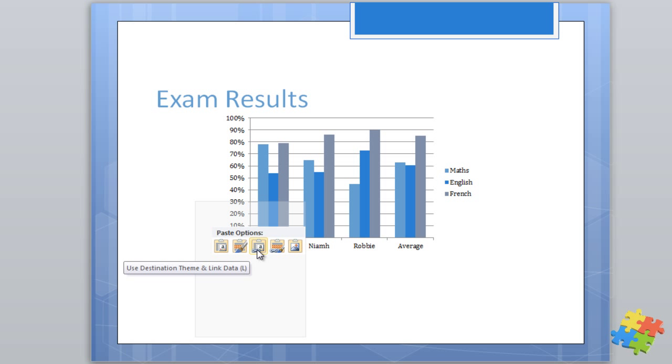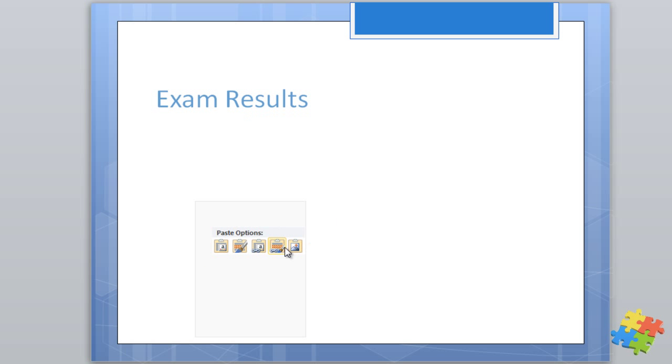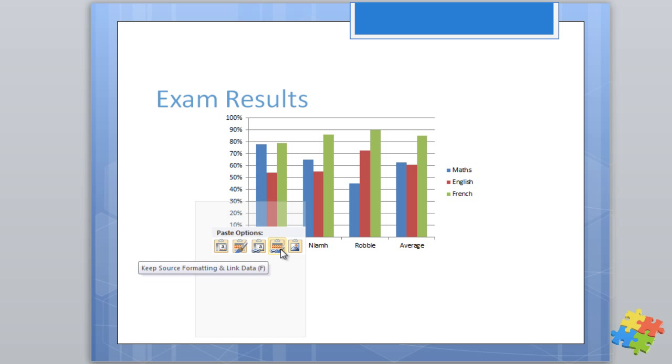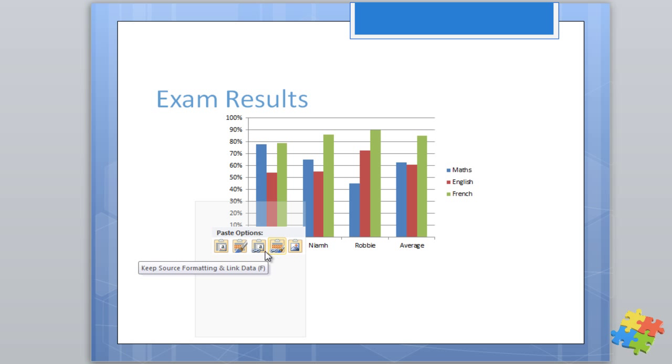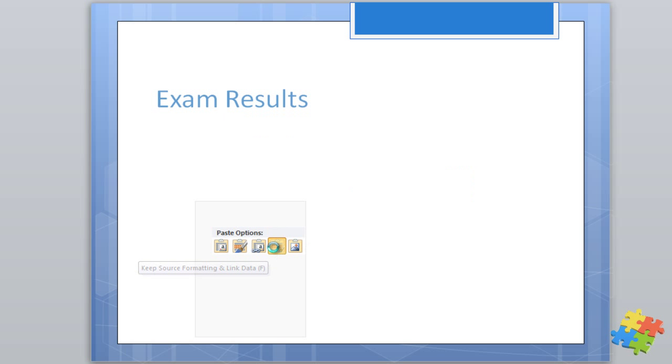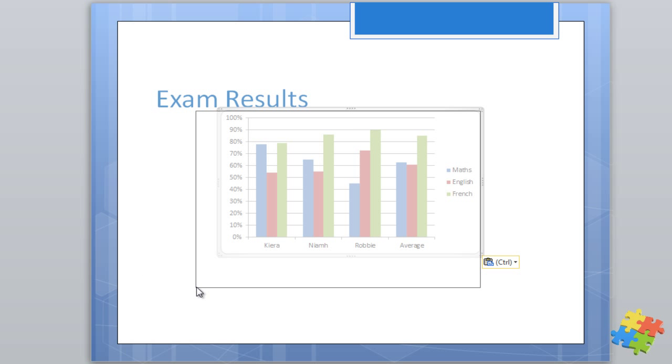Another option is we could use the destination theme and link the data. What that means is providing that Excel stays in the same file location, you can update that Excel and then tell PowerPoint you've updated it, and it will automatically update this chart accordingly. You can also do a similar thing by keeping the source formatting and linking the data. Or finally, you could put in a picture. So for this example, what I'm going to do is I'm going to keep the source formatting and link the data. There we go. There's my chart.